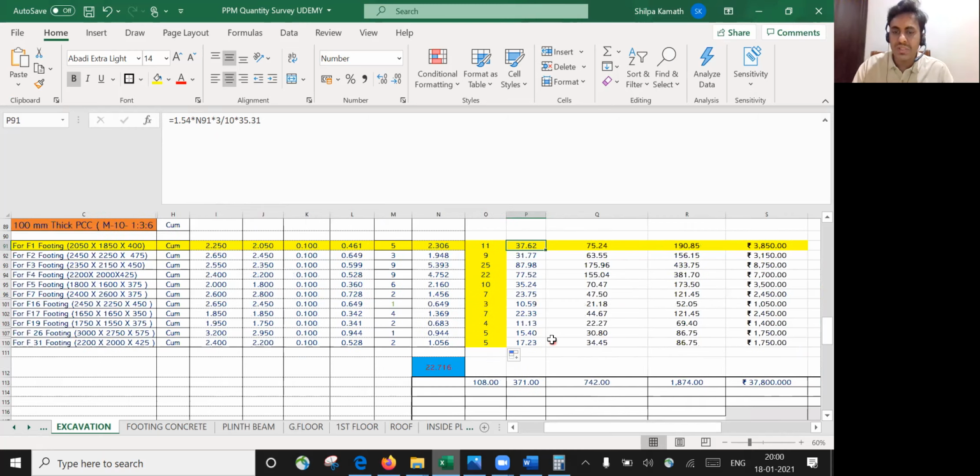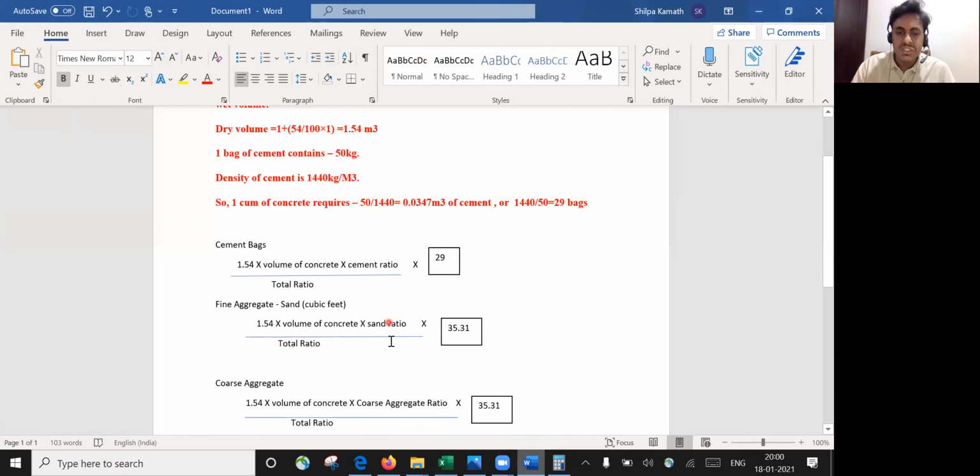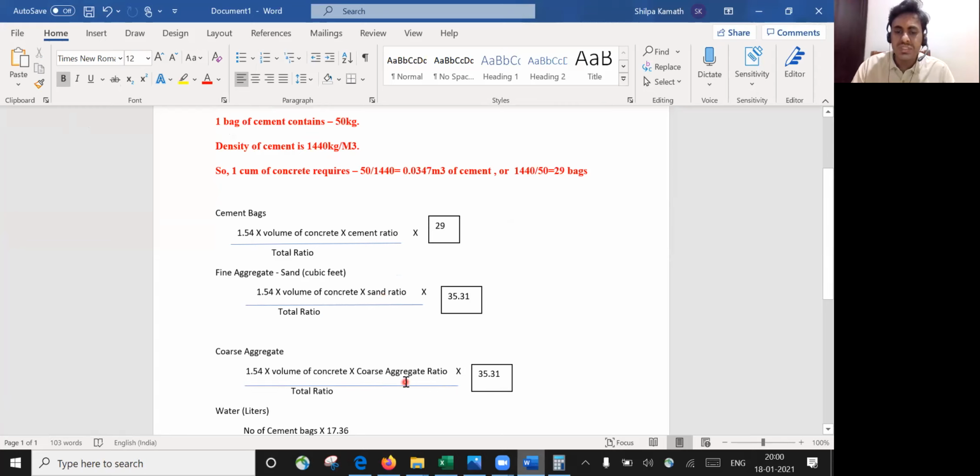Similarly, do it for the aggregate as well. This is the aggregate, that is, the coarse aggregate. How do you do it for the coarse aggregate? It's again the same thing. Only the thing is, what will change? Instead of the sand ratio, you have to take the coarse aggregate ratio, and the conversion factor is the same because even coarse aggregate will be ordered in terms of cubic feet. So the ratio will become, again I'll directly teach you in Excel.